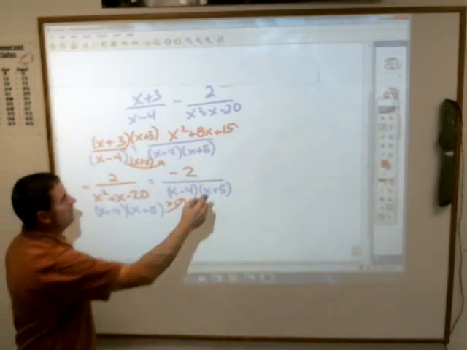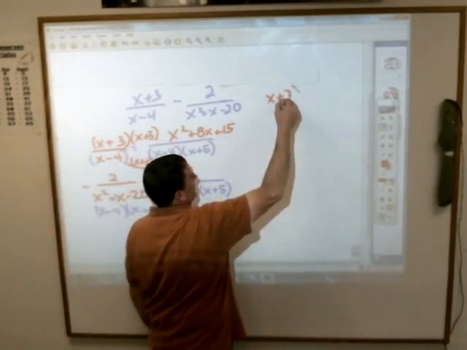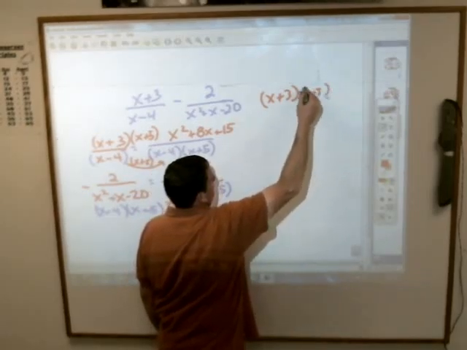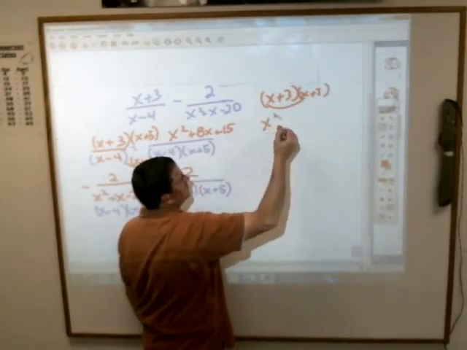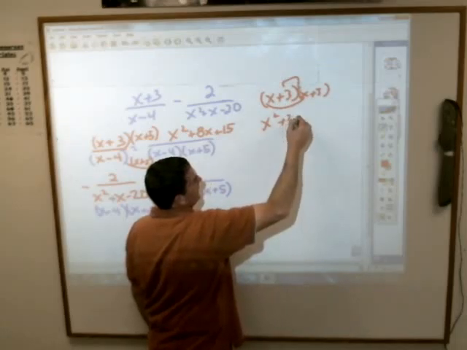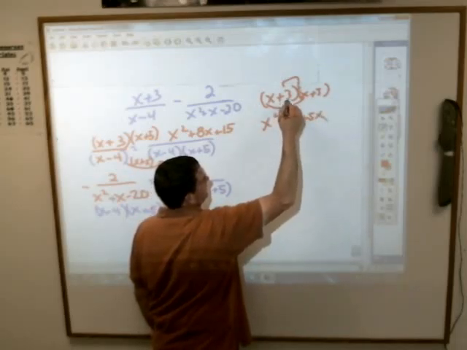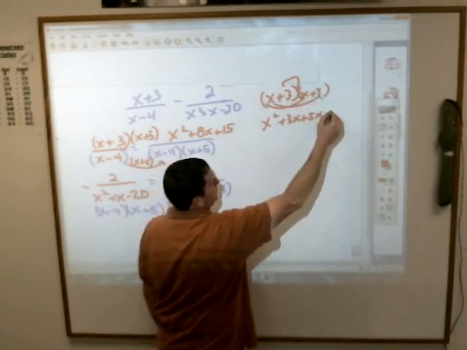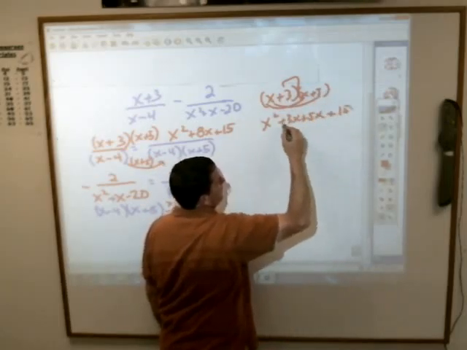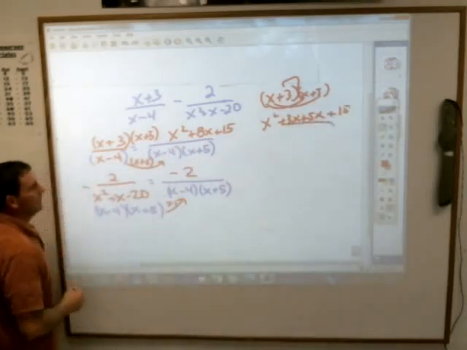It's FOIL. You have x plus 3 times x plus 5. Your first term gives you x squared. Your two middle terms are 3x plus 5x. You got the 3x there and the 5x there. And then your last term, the two last ones, is plus 15. You put those together and it gives you the 8x.